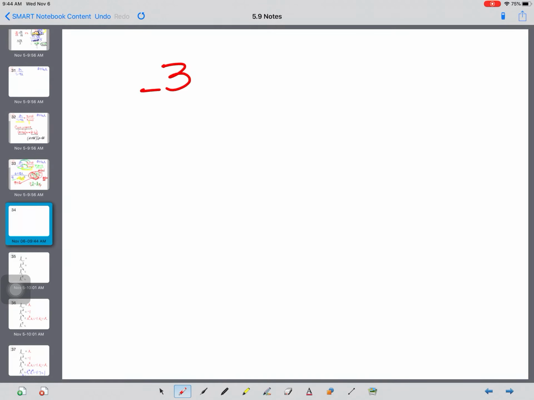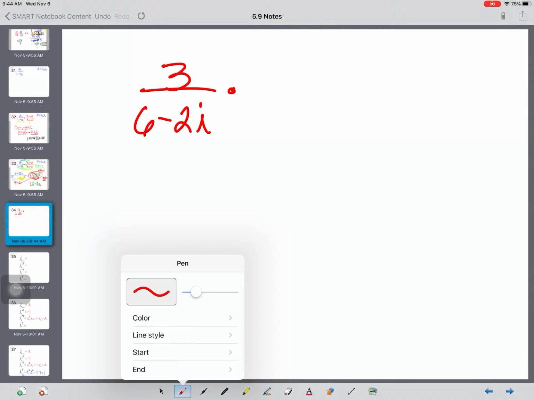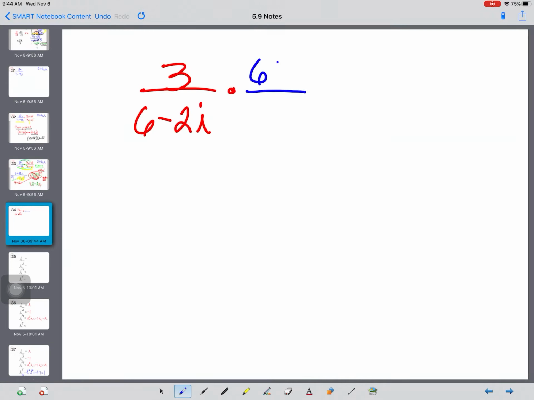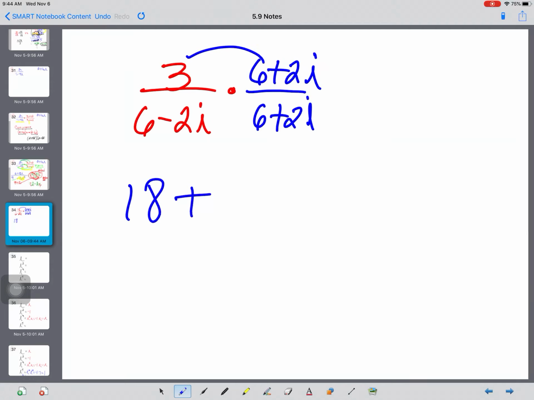So if I had 3 over 6 minus 2i, well, the conjugate of the denominator is going to be the same numbers, but with the opposite sign. So I'm going to multiply by (6 plus 2i) over (6 plus 2i). That's the number 1. So I'm not changing the value, I'm just making it look different. So in the numerator, distribute. 3 times 6 is 18, plus 3 times 2 is 6i.